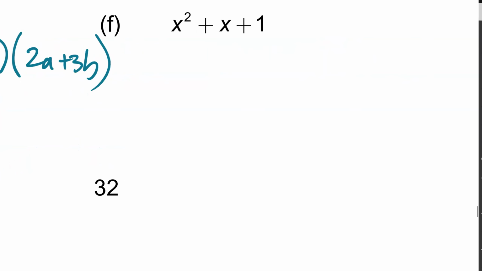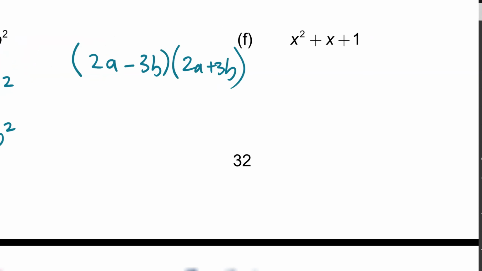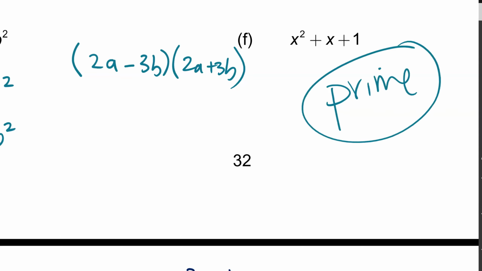Now f. Okay, let's see. Is there a common factor I can pull out? No, because this doesn't have an x in it. Is it a special case? It's not a difference of squares. Is this a perfect square trinomial? No, because this is a 1. If I divide it by 2, 1/2 squared is not 1. So it's not perfect. And if I try factoring, do I know any numbers that add to 1 and multiply to 1? 1 plus 0 is 1, but 1 times 0 is 0. No. Non-existent. So it's prime. And this would be where you'd have to use the quadratic formula.